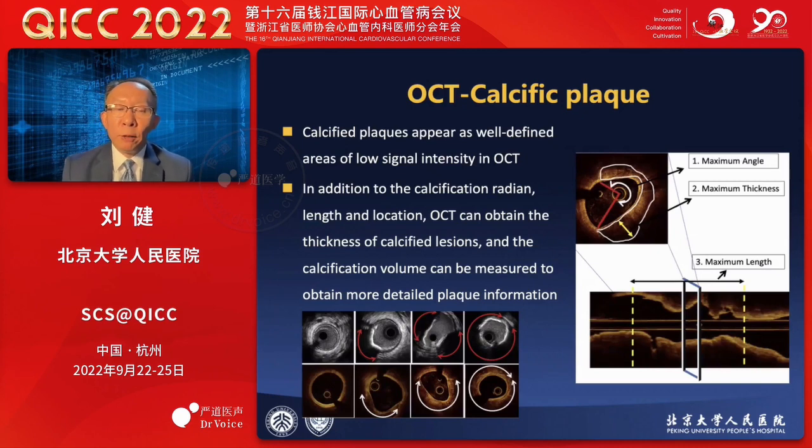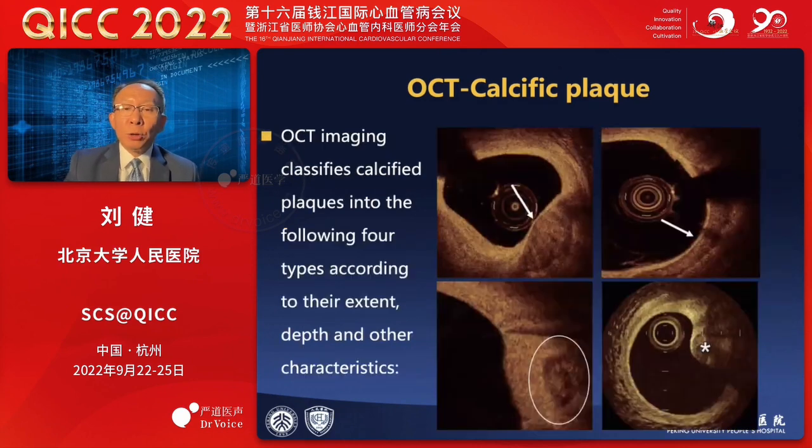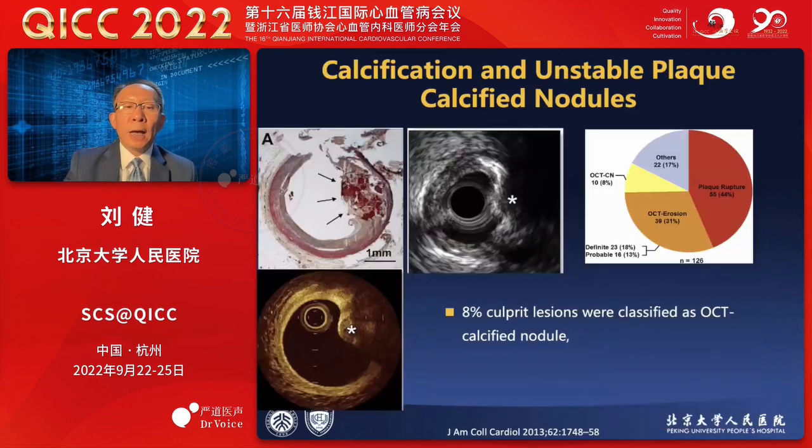So we can also look at the area of the calcified plaque. So based on OCT, we can understand the calcified lesion and how to quantify it, and what the area of the calcification is. So this is very clear, and at the same time, OCT imaging actually classifies it into different types, for example, superficial calcific and deep calcific, and calcific nodules. So all these can be identified through OCT.